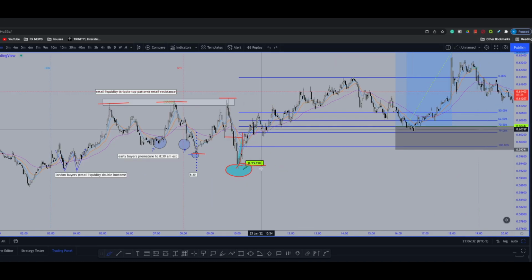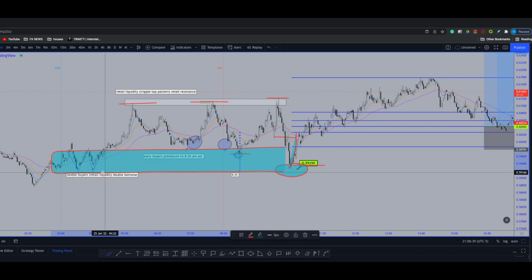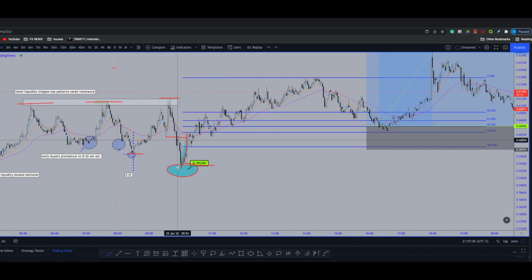And instead, from the rejection of the psychological level, after the grab of all this internal liquidity, what do I mean by internal liquidity? Look at this. We have London session double bottom patterns here, where London session retail buyers were able to capitalize on a buy position from A into B. Then we see premature New York session buyers in this area prior to 8:30 a.m. They were all taken out of the market from this move and this dump into this internal liquidity. Are you guys picking up what I'm putting down so far? I hope that I'm not going too fast.